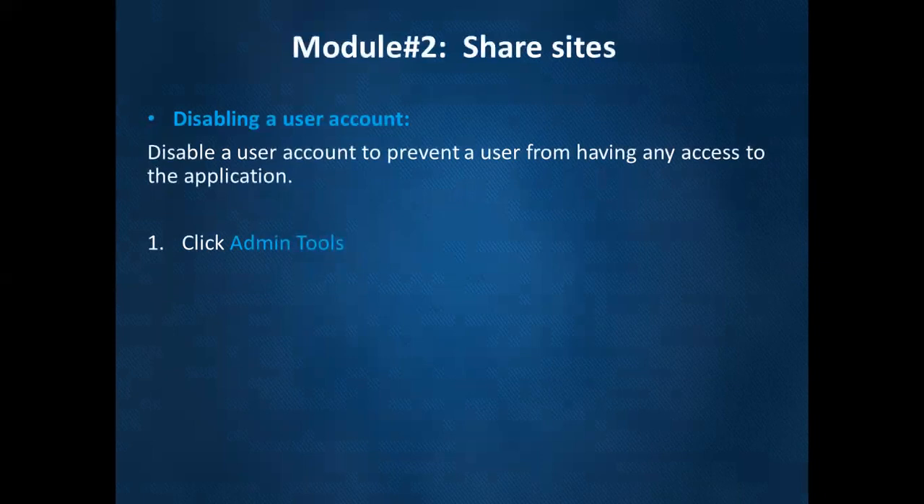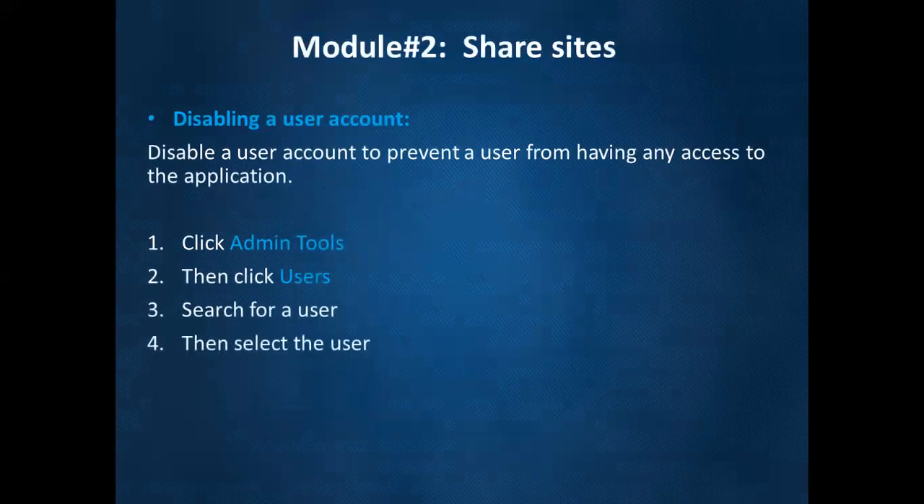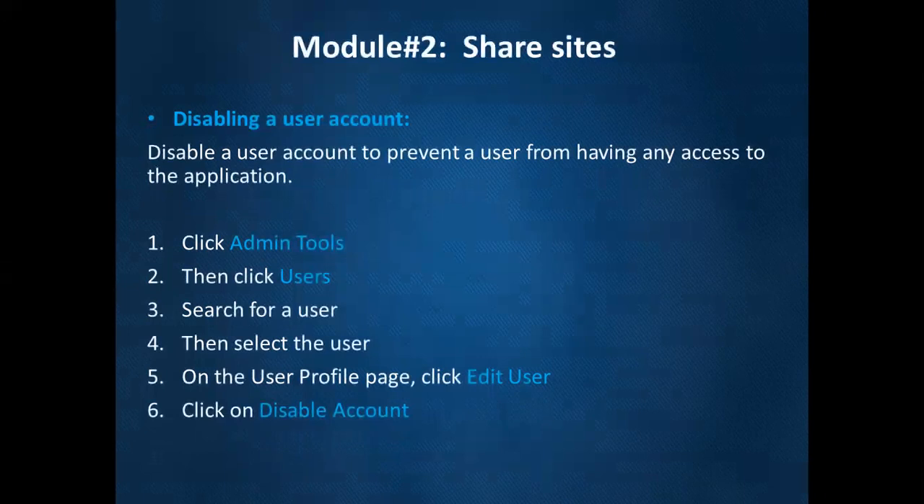Okay. First, click on Admin Tools, then click on Users, search for the user, then select the user. On the user profile page, click on Edit User and click on Disable Account, and after that click on Save Changes. So these are the same steps that I did before. I went to Admin Tools, then Users, I searched for the user, after that I clicked on Edit User. So now I need to find the Disable Account button, and after that I will save the changes, okay?